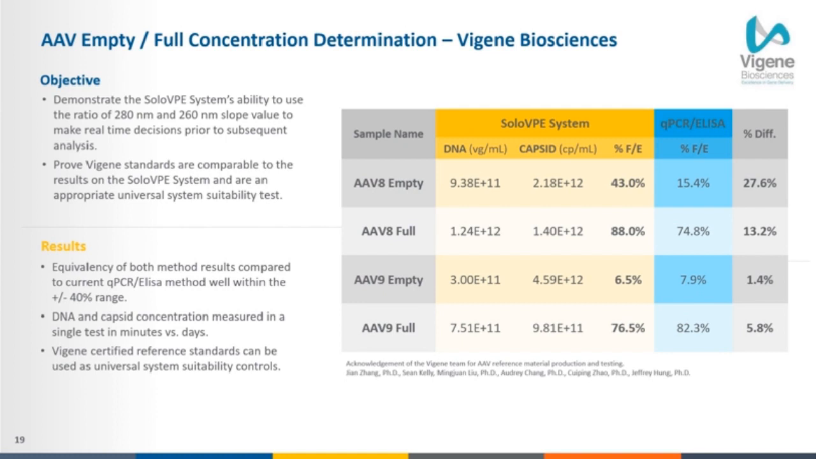What's more interesting in this data set is in the AAV8 empty slide, you can see we arrive at a 27.6% difference. However, they also arrived at a 15.4% difference. This was able to confirm that they truly did not have an empty capsid and potentially still had DNA left within the process. So not only did they accept this data, but they then used it to refine their process to understand potentially how they were still leaving product on the table.